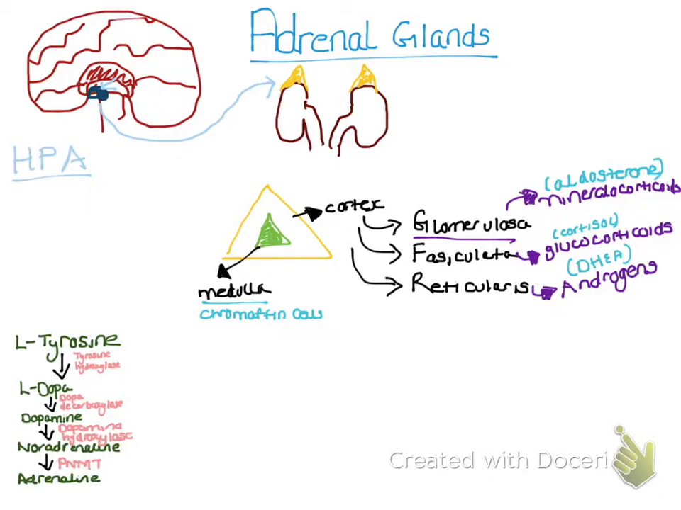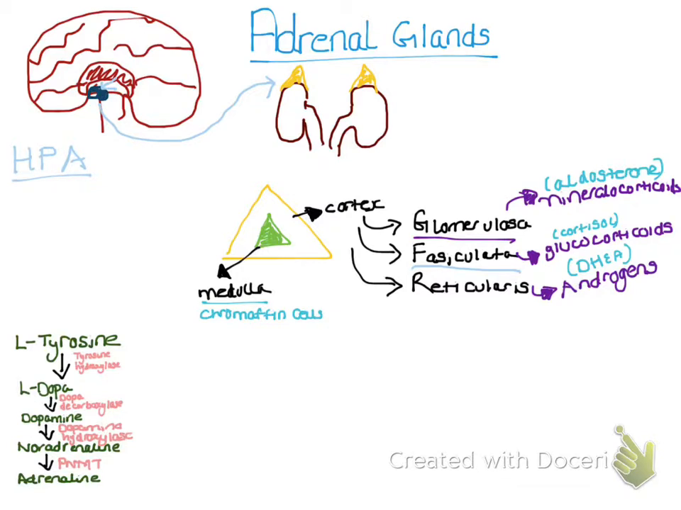The ACTH then stimulates the cortisol secretion from the zona fasciculata, which we looked at earlier, which is located in the adrenal cortex. This cortisol then exerts a negative feedback effect by decreasing the corticotropin-releasing hormone from the hypothalamus, and therefore reduces ACTH release from the pituitary gland.